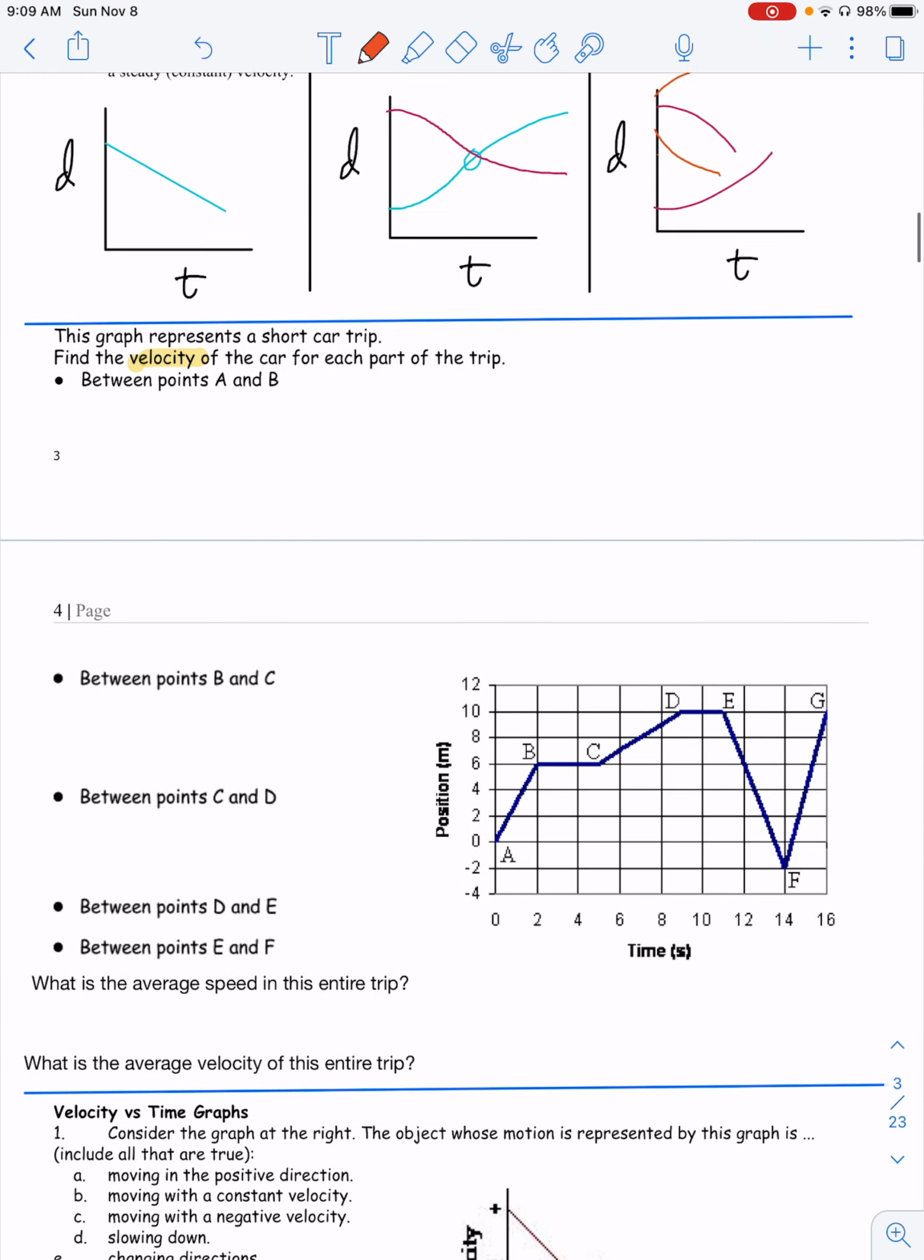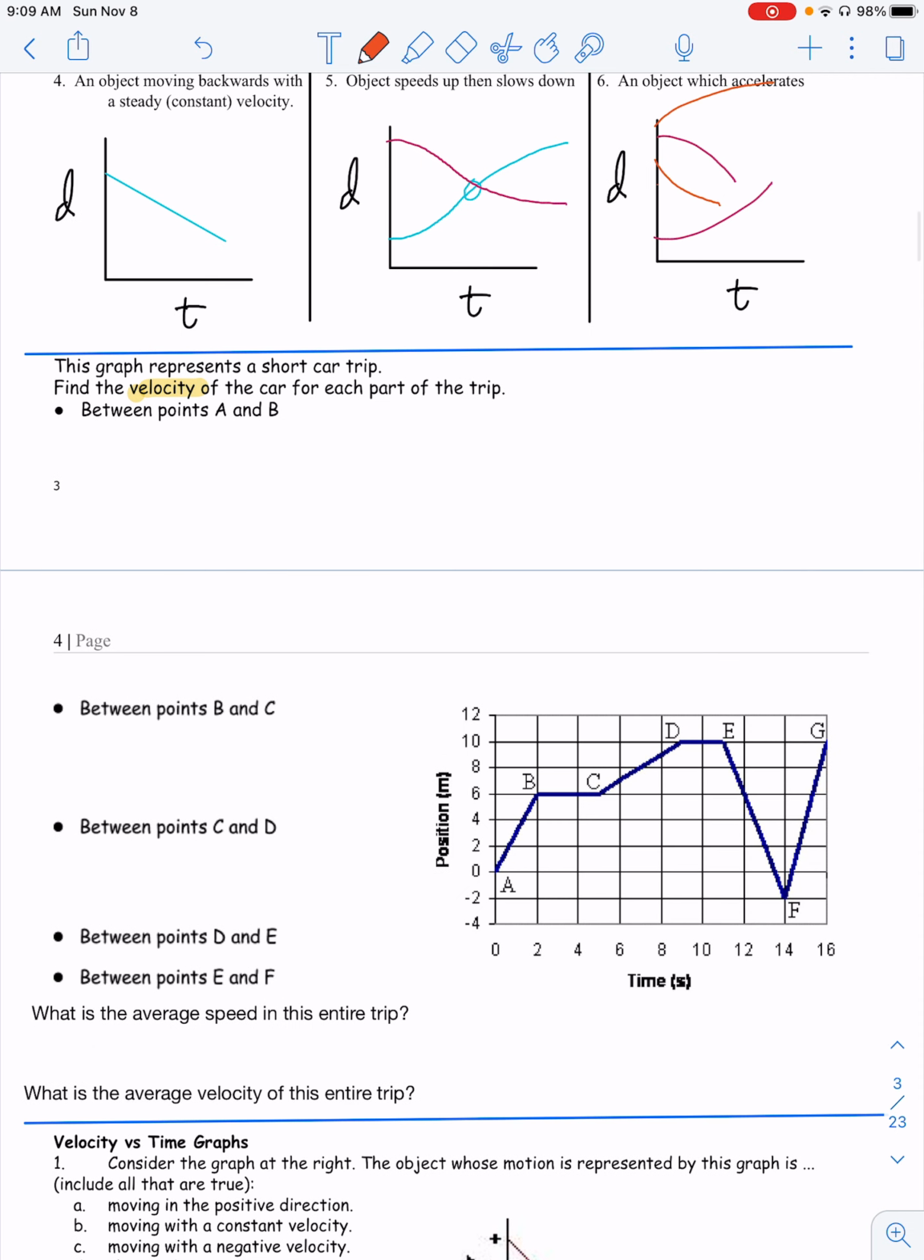Okay, this graph represents a short car trip. Find the velocity of the car for each part of the trip. Okay, we're still on graphs, between points A and B. So this is just finding slopes, being sure you can find slopes. So between A and B, I draw a triangle, biggest one I can. Okay, the rise is 6 minus 0. Okay, so velocity is the rise over the run.